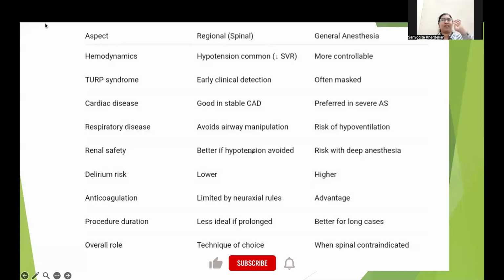Since I keep saying that regional anesthesia is the choice, this is a comparison of both of those. The hemodynamics will be better with GA, but TURP syndrome, which is a very common complication, is recognized earlier in regional anesthesia. Renal safety and delirium risk are again lower in spinal anesthesia. Hence, for all of these advantages, spinal or regional anesthesia is preferred over general anesthesia. GA is considered when there is a contraindication to spinal anesthesia.